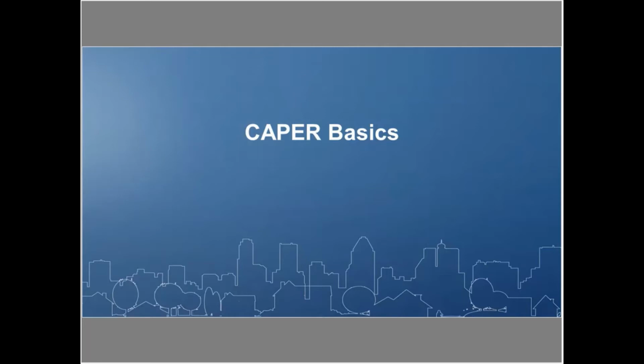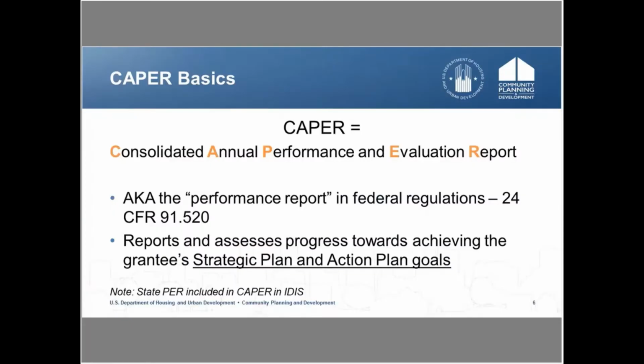Okay, so we're going to start with a brief CAPER 101. So grantees are required to complete and submit a CAPER, or a Consolidated Annual Performance and Evaluation Report, each program year. The CAPER outlines and assesses a grantee's progress towards the goals outlined in their strategic plan and the annual action plan. States are required to prepare a performance evaluation report, which is also known as a PER.